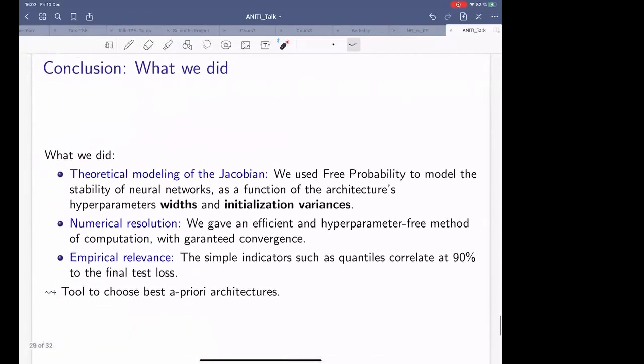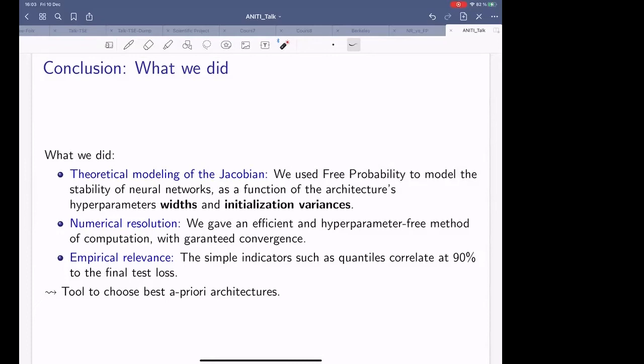Thanks. Yes. So in conclusion, here's what we did. We did a theoretical modeling of the Jacobian, and we used free probability to model the stability of neural networks. That was a function of the hyperparameters, which are typically widths and initialization variances. But you could also add the non-linearities. You could add other things. In terms of numerical resolution, we give an efficient method that is hyperparameter free. There's no tuning. You just ask it, what is the spectrum of that Jacobian? It just spits it out.